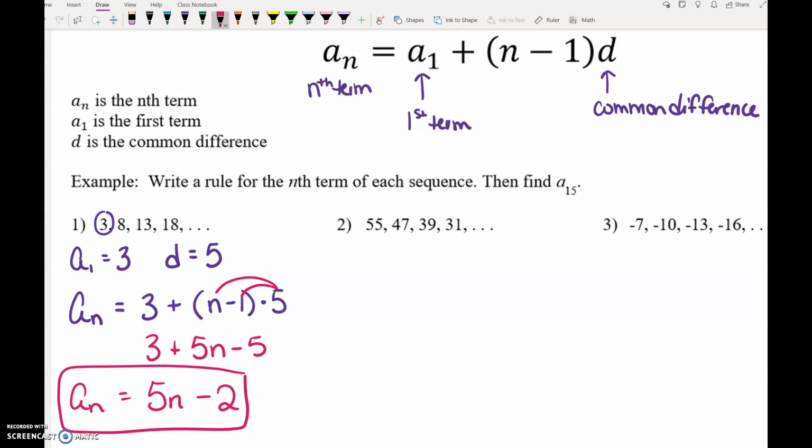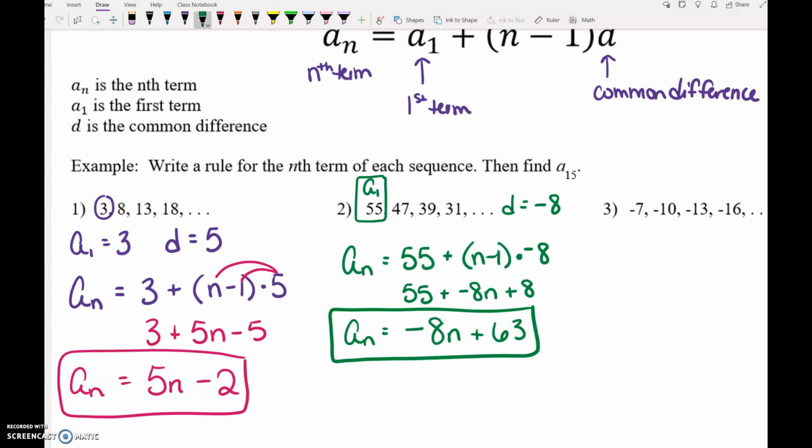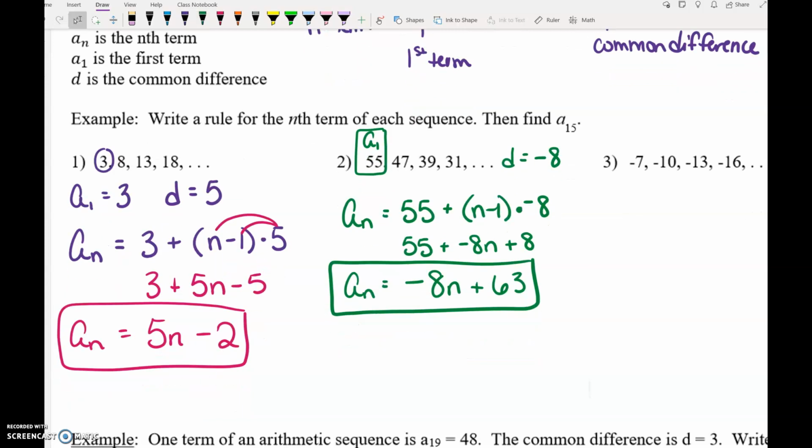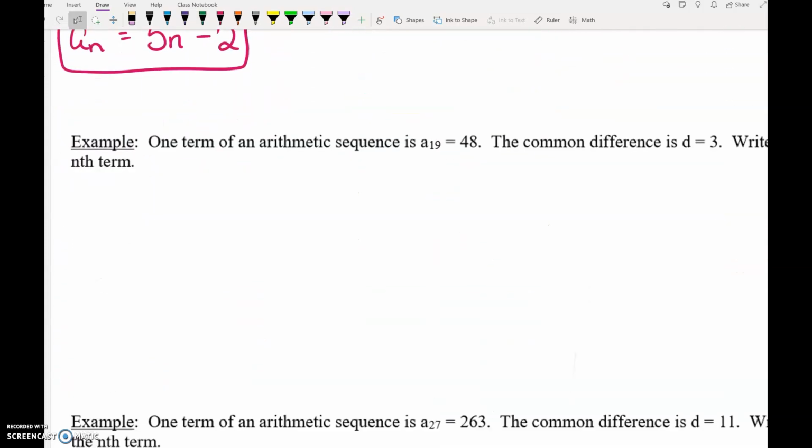Try doing the same thing in number 2 on your own. Find the first term, find the common difference, plug it in, and distribute and simplify. Here's what you should have gotten: negative 8n plus 63. Your assignment is in Big Ideas Math, so it's going to give you the a sub n equals. You'll have to type the rest of it in. Do we need to do a third example of that type, or do you feel pretty good about that? All right, let's move on to the next one.